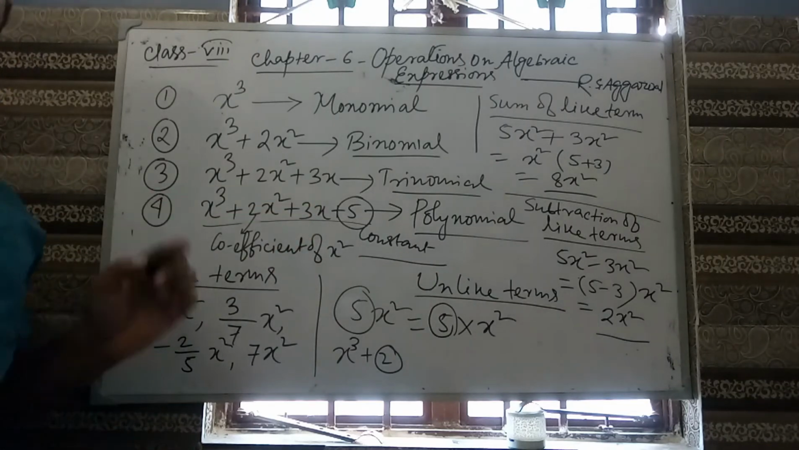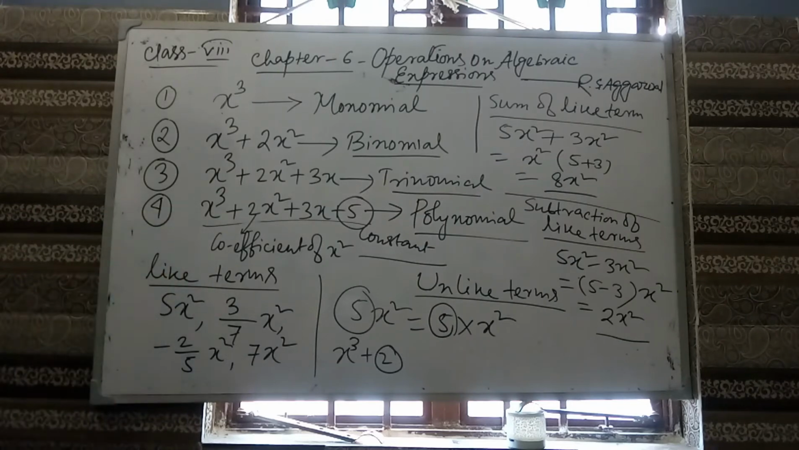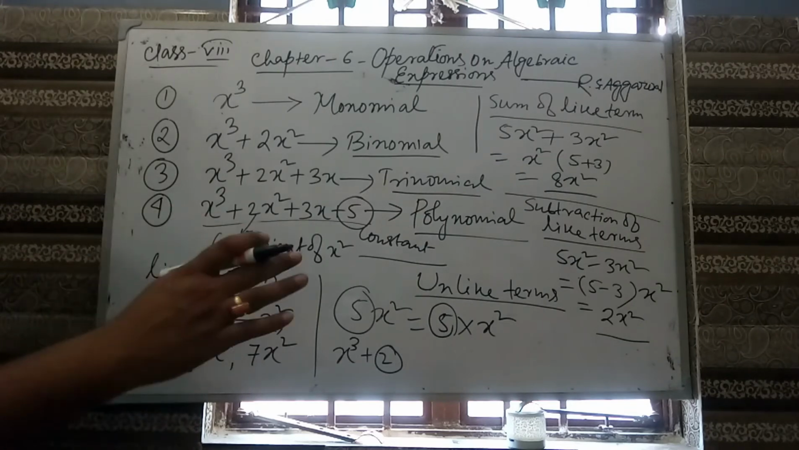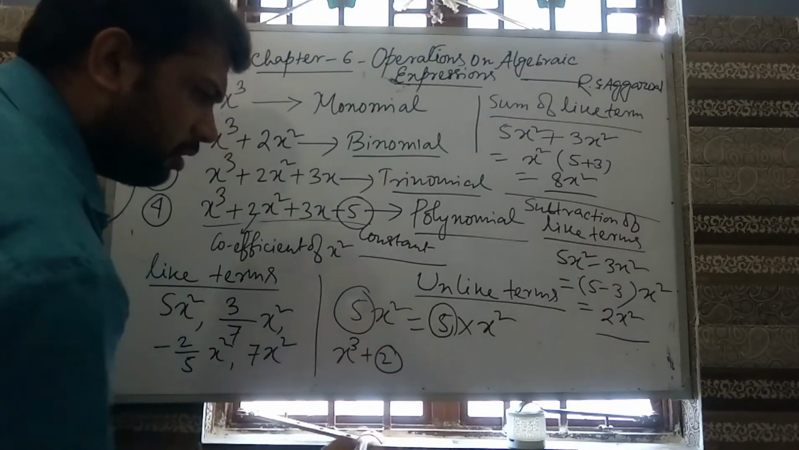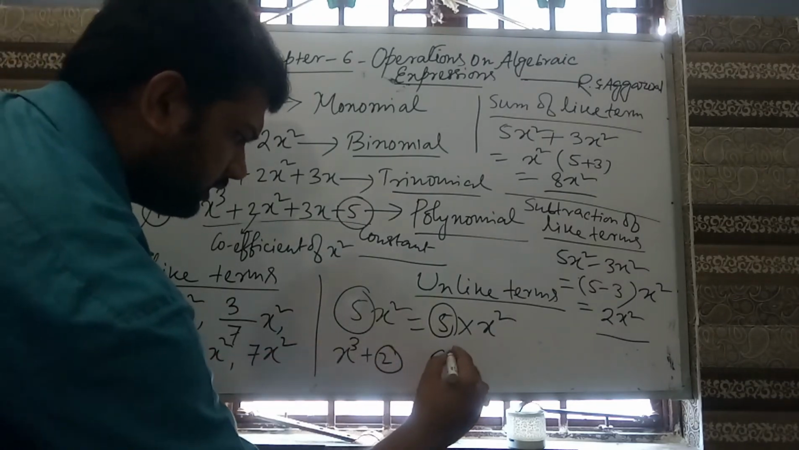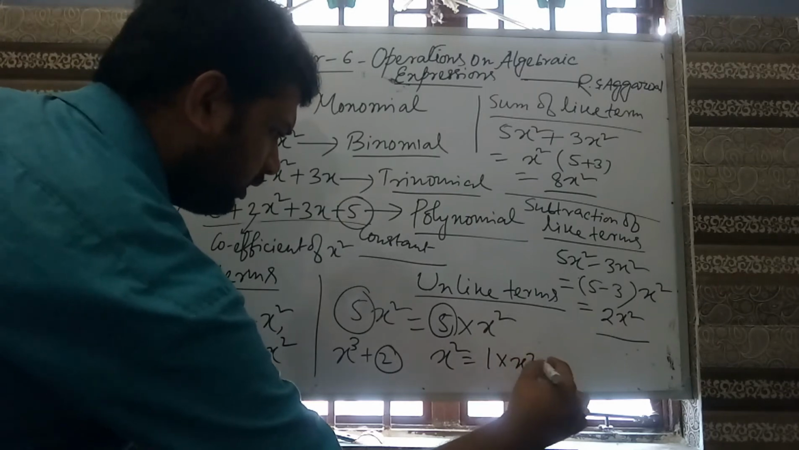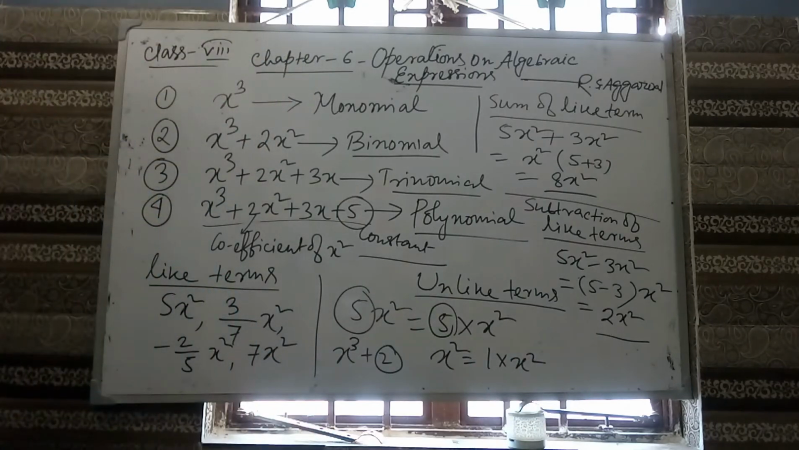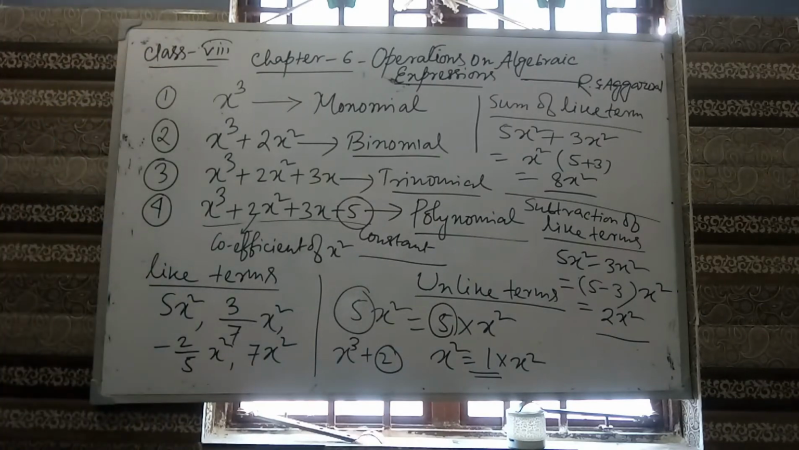Now look at the first term. What will be the coefficient of x cube? Any number can be considered to be in the form of multiplication with 1. That means x square can be considered as 1 into x square. So 1 is in the form of multiplication with x square, and 1 is called the coefficient of x square.